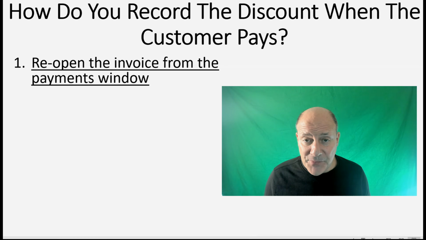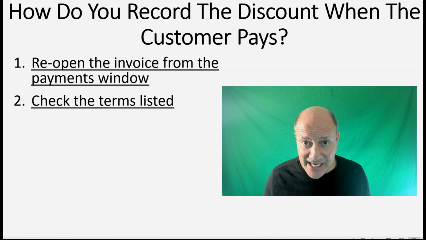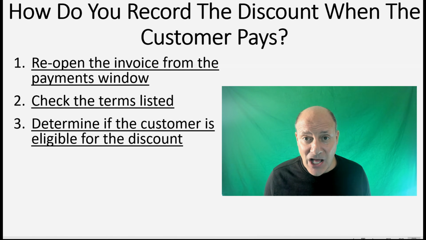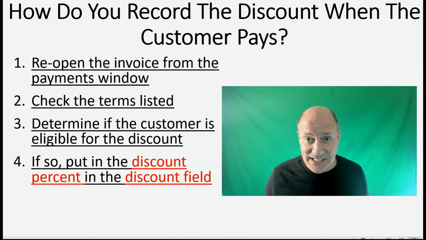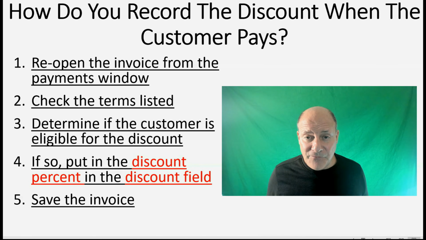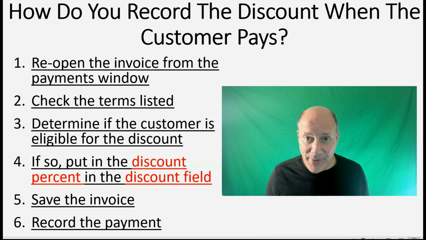At the moment we go to record the payment in the Receive Payments window, we have to open up the invoice, then check the terms listed. Compare the terms to today's date to decide if the client is eligible for the discount. If the client is eligible for the discount, go ahead and put the discount percent into the discount field and then save the invoice, and then go ahead and finish recording the payment.